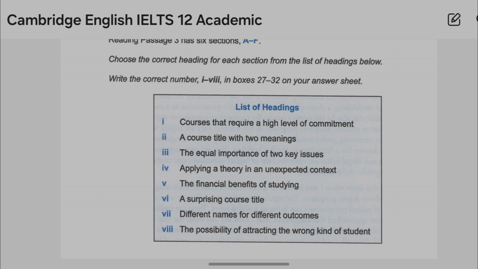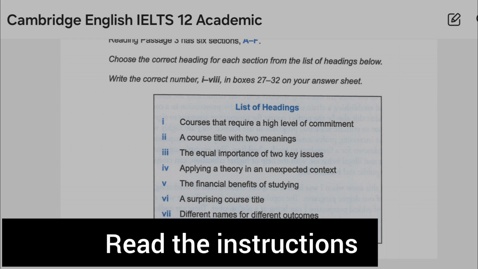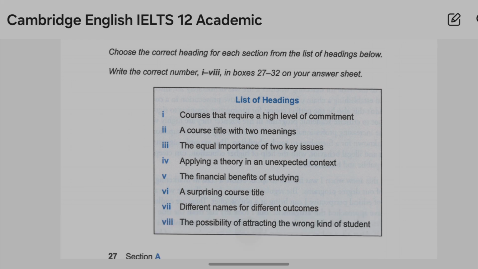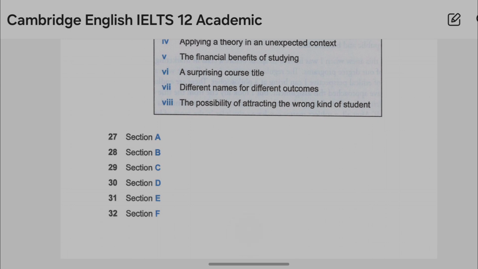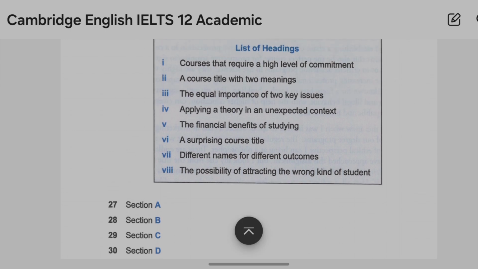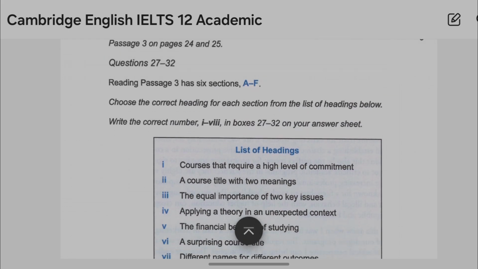So what you need to do is follow certain steps in order to get list of headings correct. The first step is that whenever you read these types of questions, always read the instructions. I have seen a lot of beginner students, for example, if this is the 27th question, section A, they will not write the numbers, they will write the whole sentence, which is a completely wrong approach. Always read the instructions given above the question, so you don't get even a single one wrong. So let's start solving these types of questions.